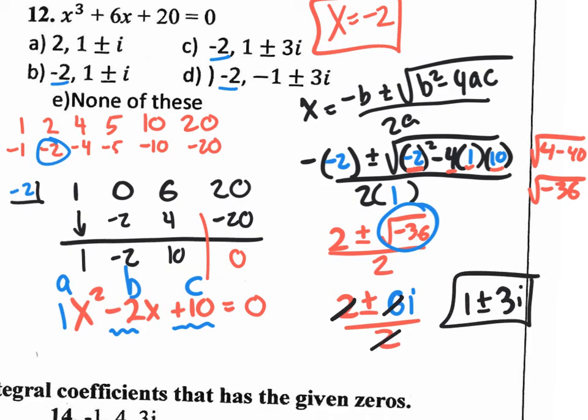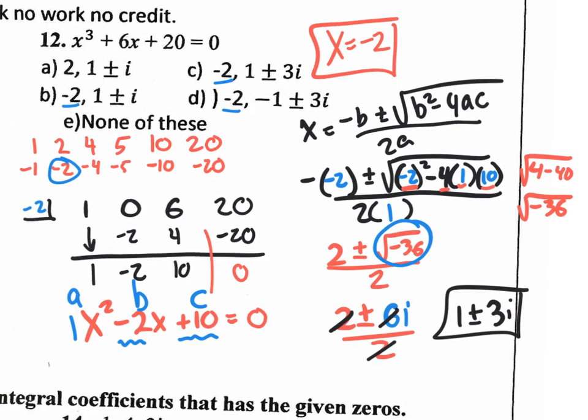So you really have 3 answers for this cubic equation. One answer is real, negative 2, and the other 2 answers are imaginary, 1 plus or minus 3i. So the answer is C, negative 2 and 1 plus or minus 3i.